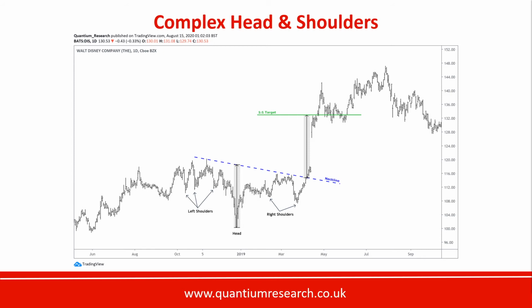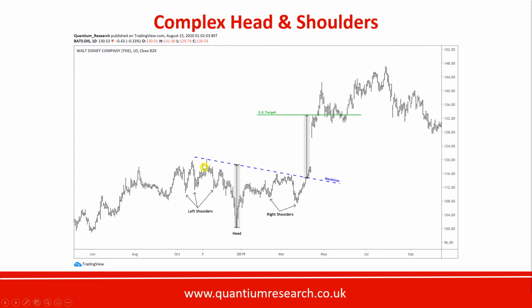Now, head and shoulders can also form as complex patterns where there are multiple shoulders on one or both sides of the head. So don't be confused if this happens. They can be treated in exactly the same way as a regular head and shoulders pattern. The important thing is to get the neckline right. This is the neckline. So now we're going to talk a little bit about that.